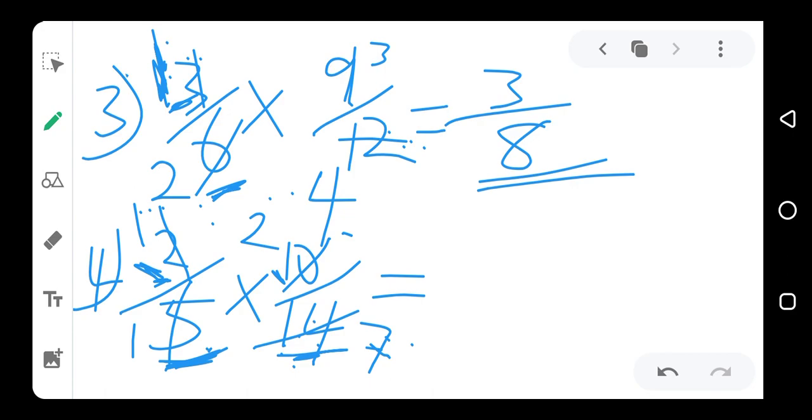So the final answer is now going to be, we multiply the ones on top and the ones below, which is now 1 times 2, which gives us 2, over, we have 1 here, 1 times 7, which gives us 7. So the final answer is 2 over 7.